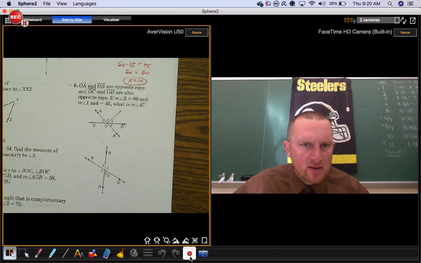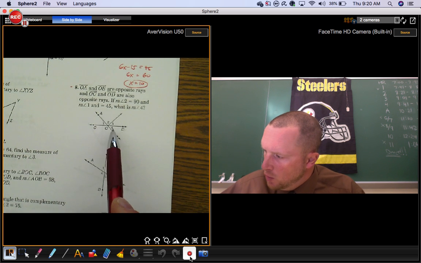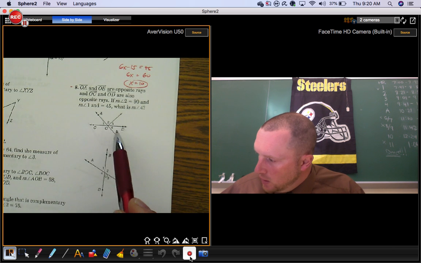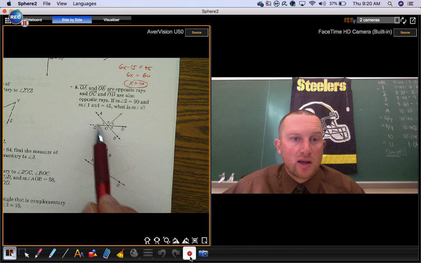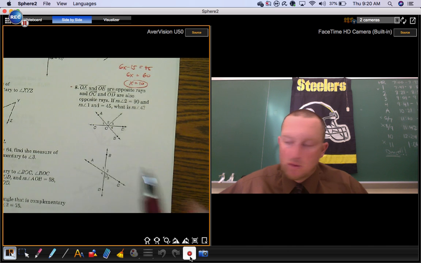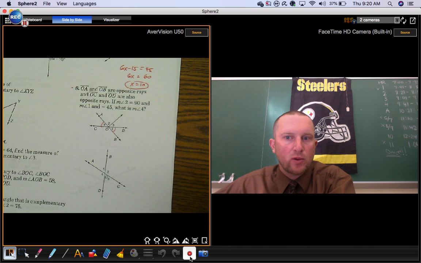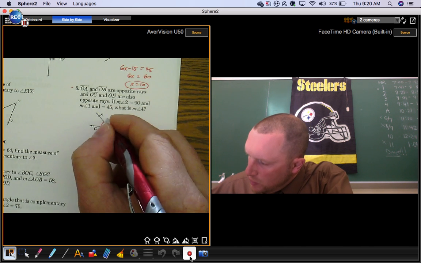We're going to do number 8 together. Ray OA and ray OB are opposite rays. So this is a line. Ray OC and ray OD are also opposite rays. So that's a line. So we have two lines that cross. So what they're telling you is angle 1 and angle 4 are going to be vertical. That's important.